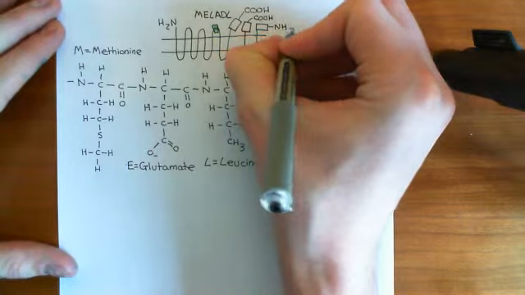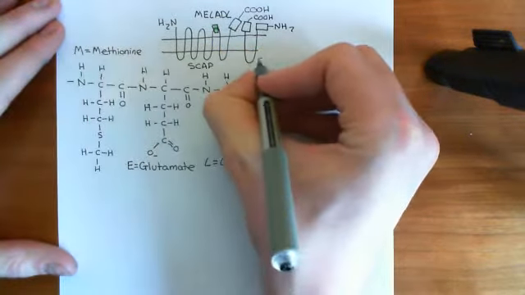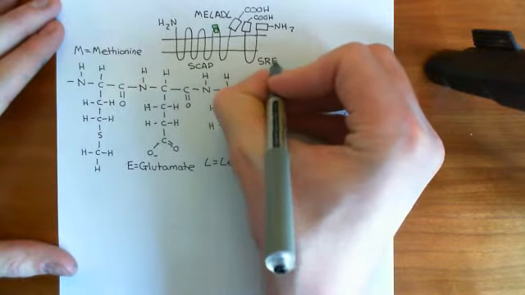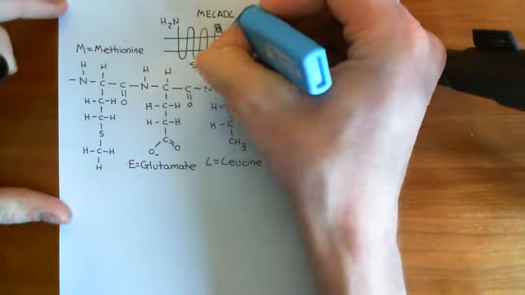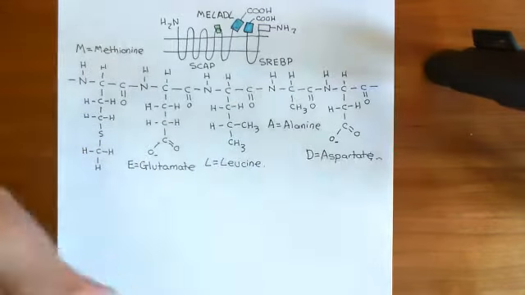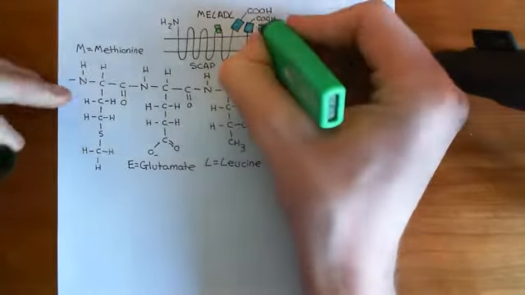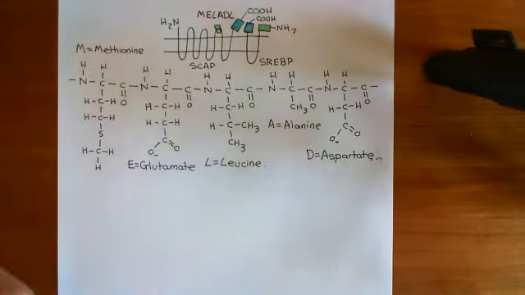So here is our SCAP bound to our SREBP. Just a reminder of the important domains here. This domain of the SCAP protein is bound to this regulatory domain of the SREBP protein, and then we have our important transcription factor domain here that's going to be important later.